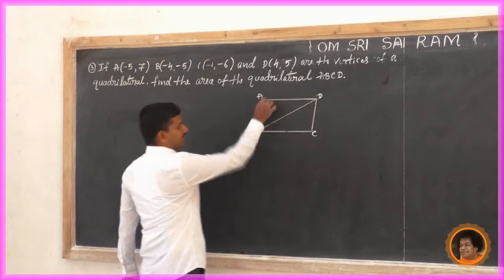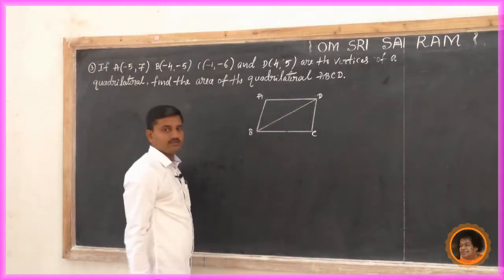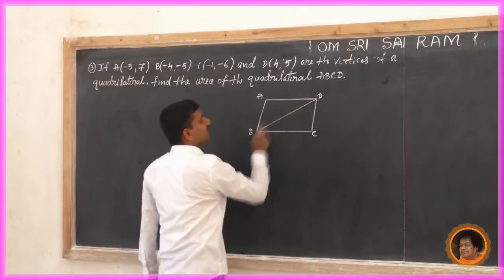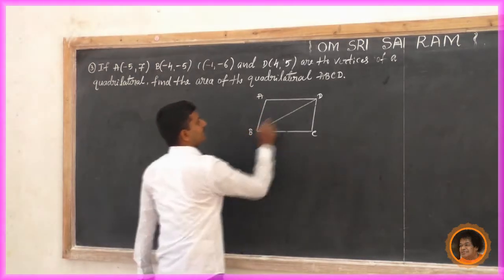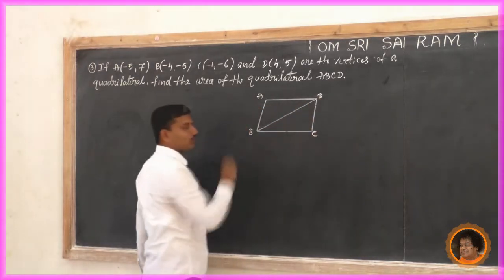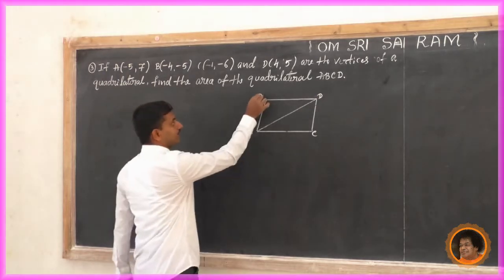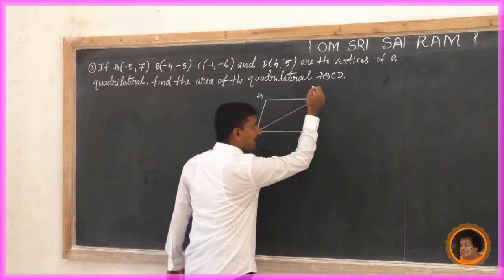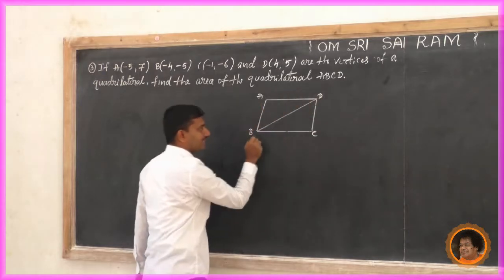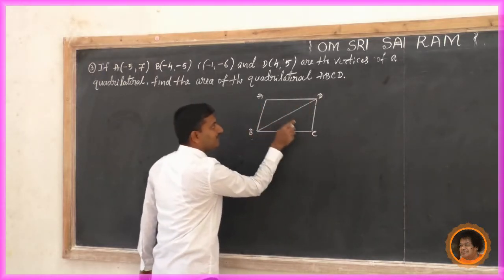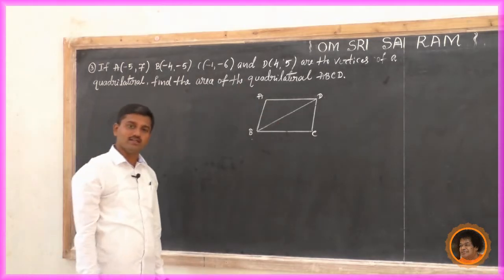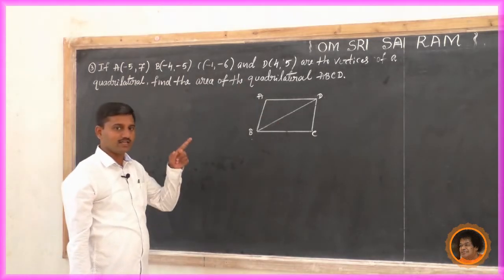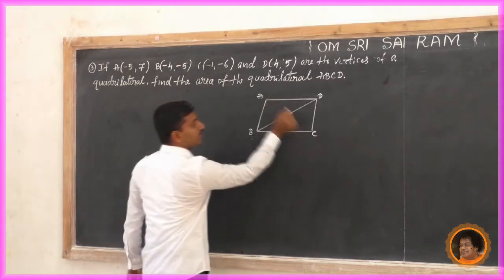So see here, ABCD is a quadrilateral. By joining B and D, we will get the 2 triangles. Am I right? ABD and BDC are the 2 triangles. First find the area of the triangle ABD and then find the area of the triangle DBC. By adding these 2 areas of the triangles, that is the area of the quadrilateral ABCD. So clear? Or by joining AC.